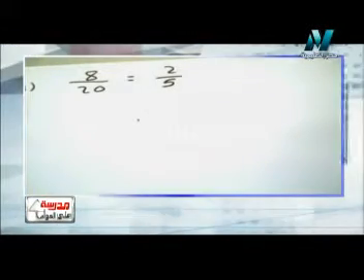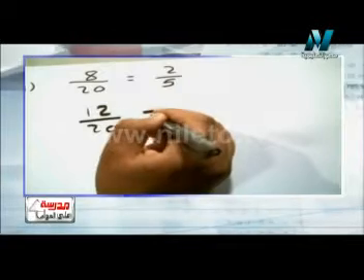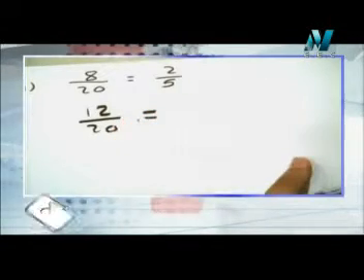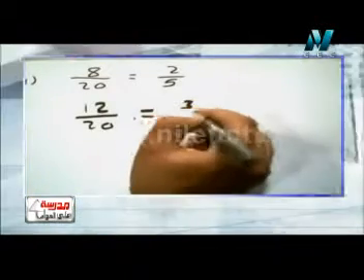The second one, a selected ball is red. To find the probability of red balls, we will find the number of red over the total balls. How many red balls? 12 red balls. We will divide 12 by 20. 12 divided by 20, we can put it in the simplest form, equal 3 over 5.